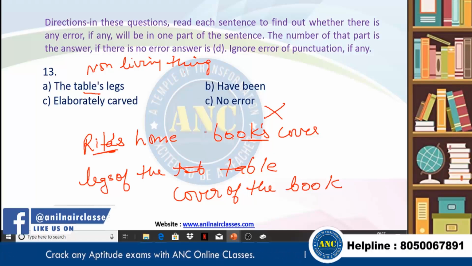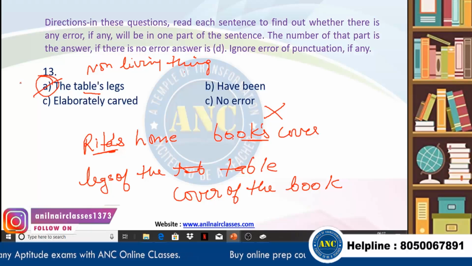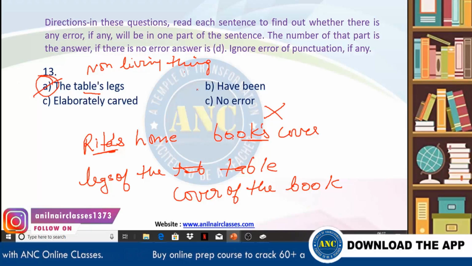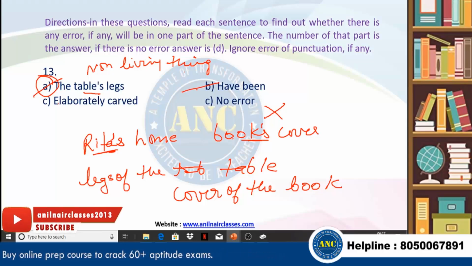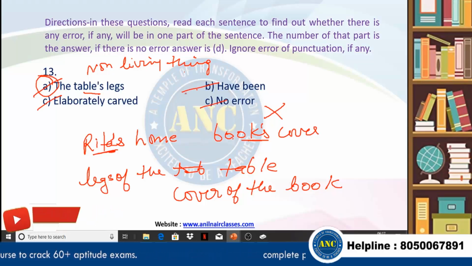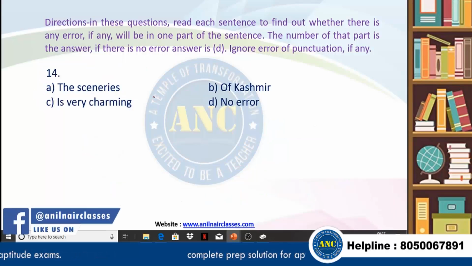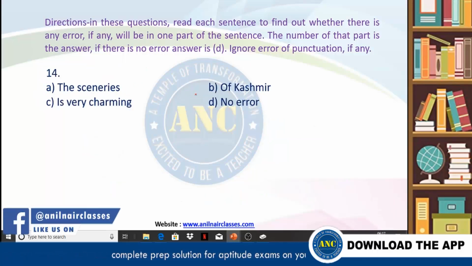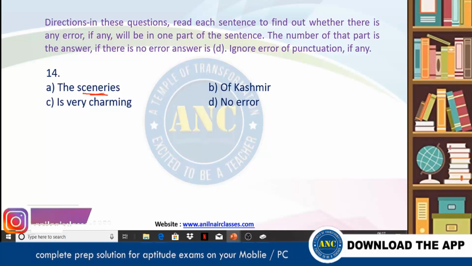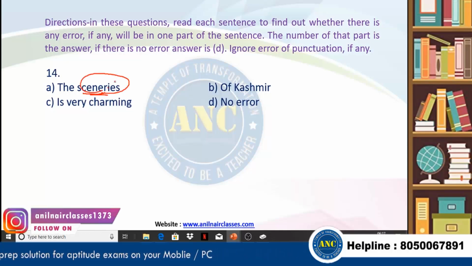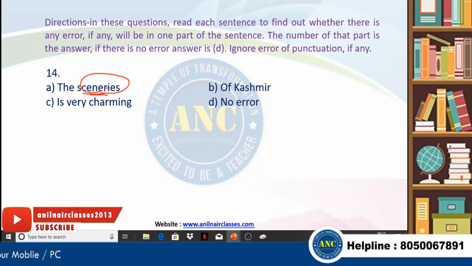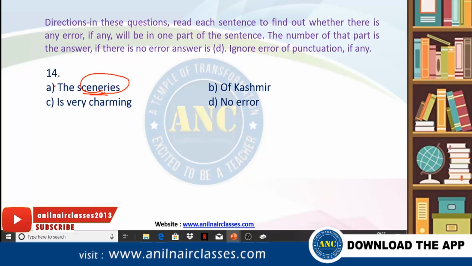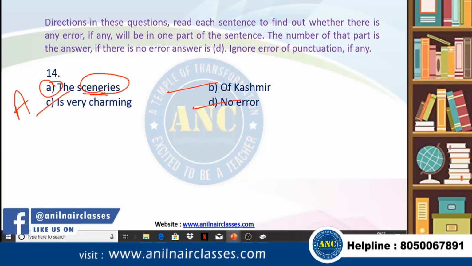This is the error in the first answer choice. The rest is fine. That means when you are able to name an error, we can get rid of B, C and D. Let's move ahead to the next question. The sceneries of Kashmir. Just in the previous question we discussed that sceneries is always present only in the singular form. There is no plural form of scenery. So A is the error. Our answer is A. We can get rid of B, C and D.